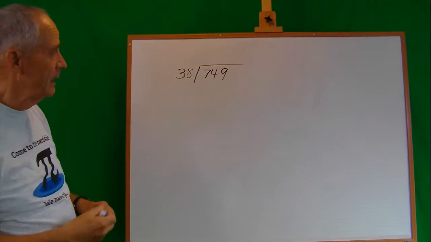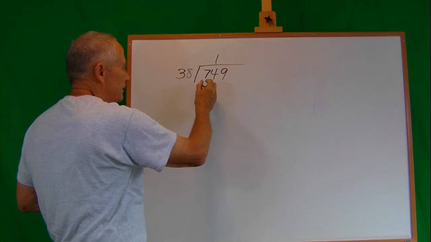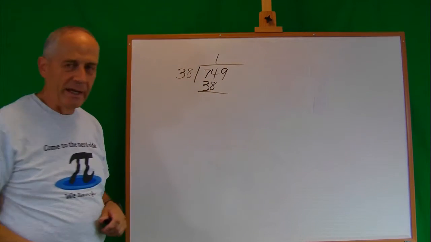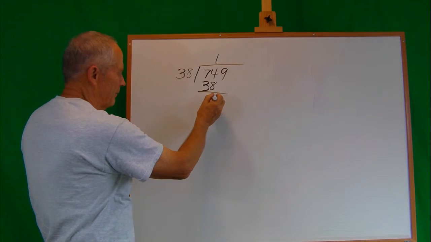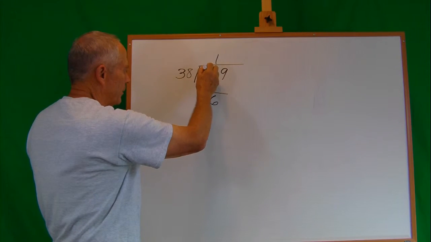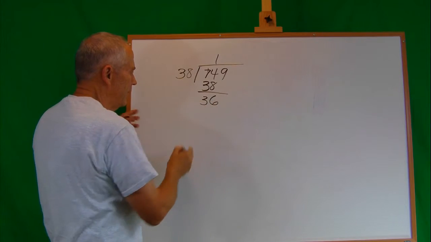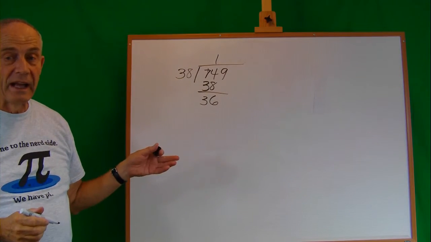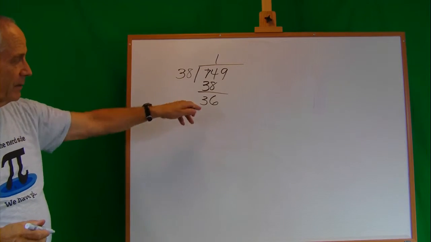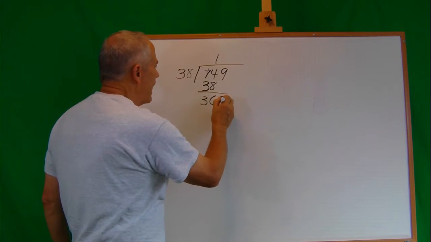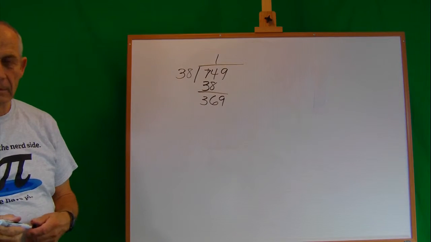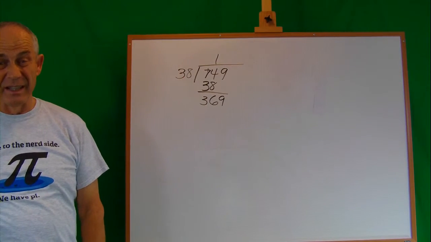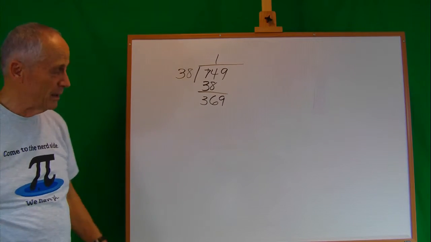So now we're going to try 1 here. So when I multiply, I get 38. When I subtract, 14 subtract 8 is 6, and I borrowed 1, so 6 subtract 3 is 3. Sure enough, it was close, but there wasn't quite enough for another full group, so we had to stop here. Now, we're trying to see how many times 38 will go into 369, and this one is not fun at all.